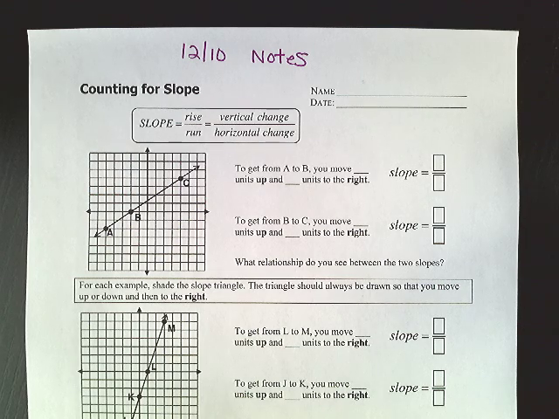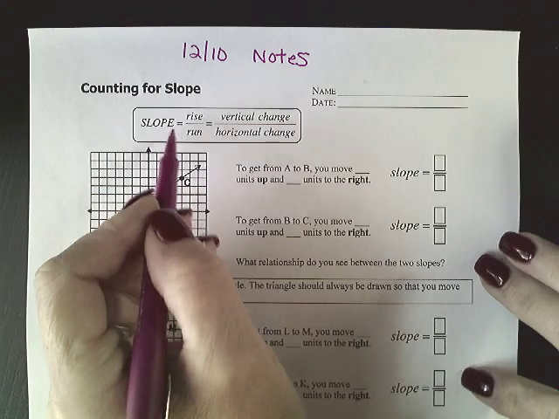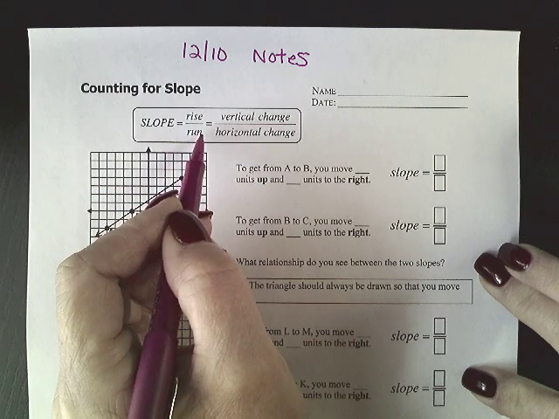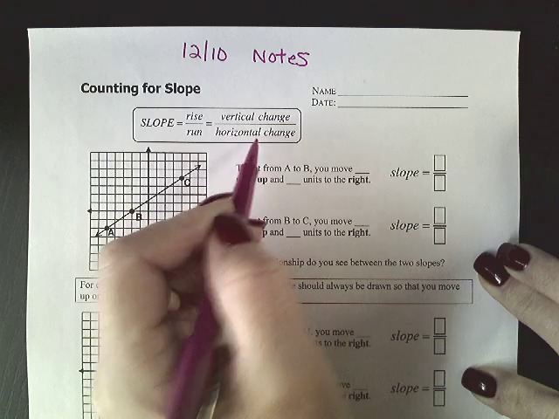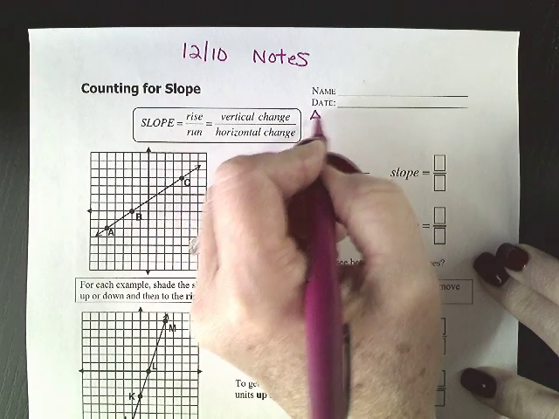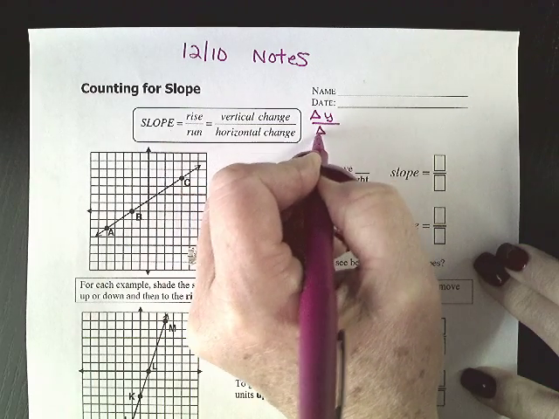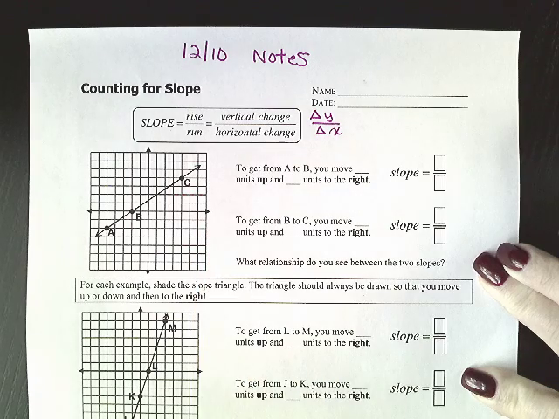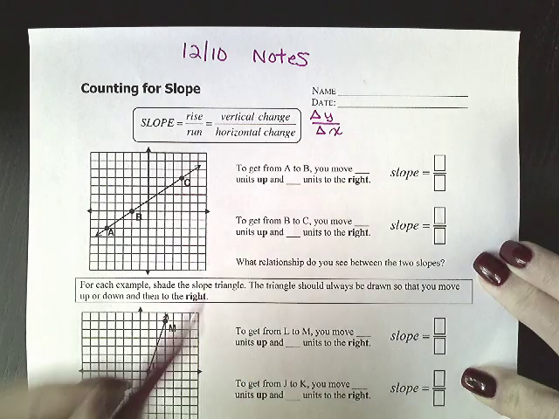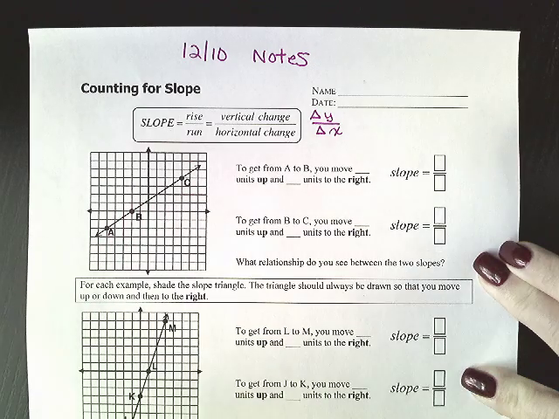Okay, today we're going to talk about slope and similar triangles. So we know that the slope is the rise over the run, which is the vertical change over the horizontal change. And we write that as the change in y over the change in x. Okay? So we're going to talk about these two different triangles that we're going to draw on our first graph.